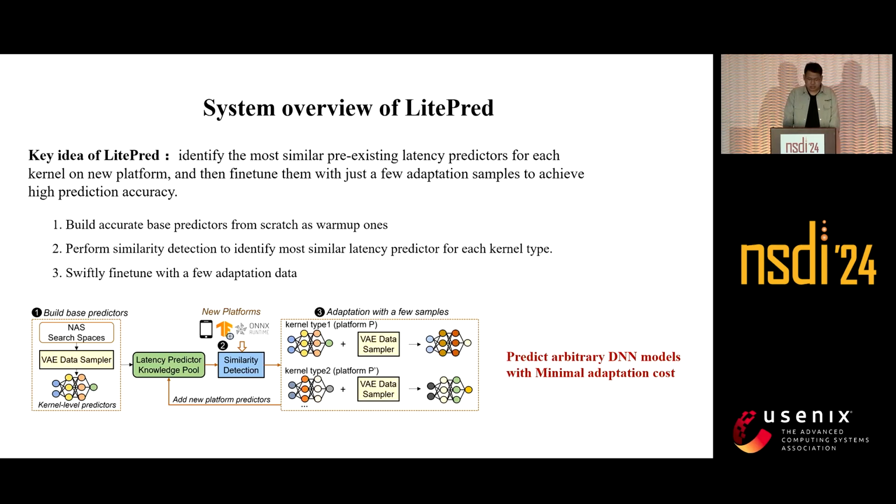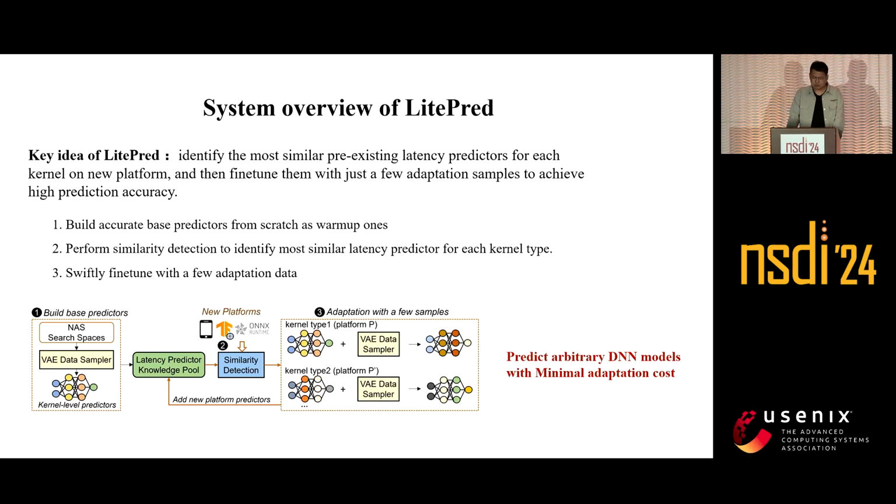As the figure shows, the first step of LitePred is building basic kernel-level predictors from scratch and adding them to the knowledge pool. Then, when a new platform comes, we perform similarity detection to identify the most similar latency predictor for each kernel. When we get the similar device predictor, we fine-tune it with just a few adaptation data over the target device. In this way, we can generalize to unseen devices and unseen models with minimal adaptation cost.